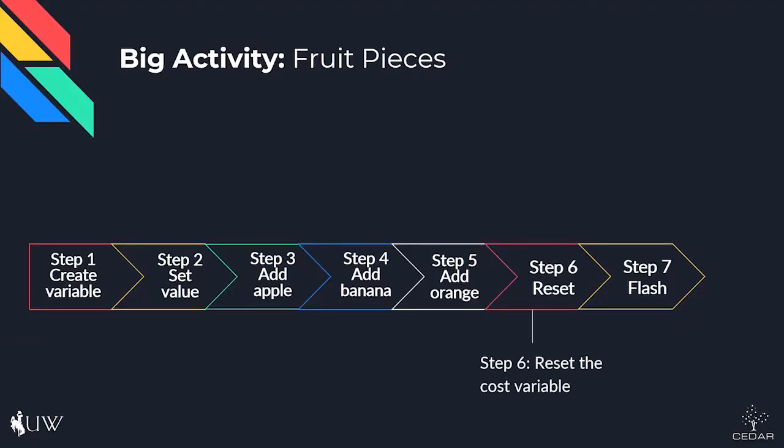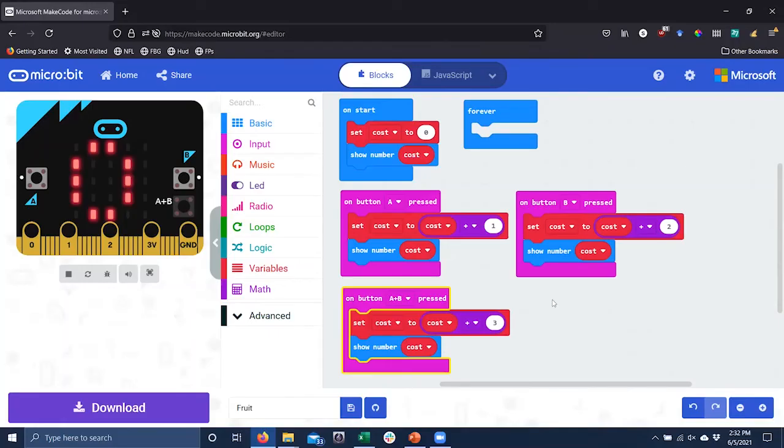Step 6. Reset the cost variable when we shake the microbit. Now that we have a way to add all of our fruit into our basket, we need a way to get it out, just in case we push the wrong button or if we want to start over. To do that, let's make our variable go back to 0 when we shake the microbit.